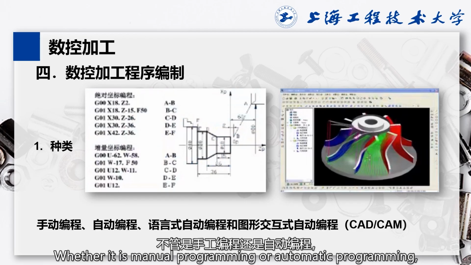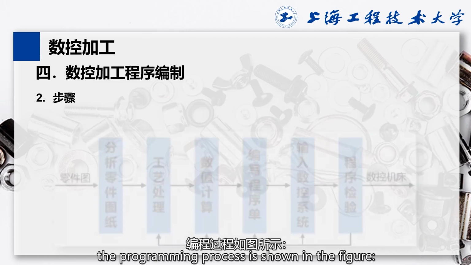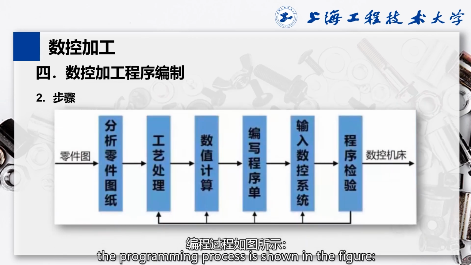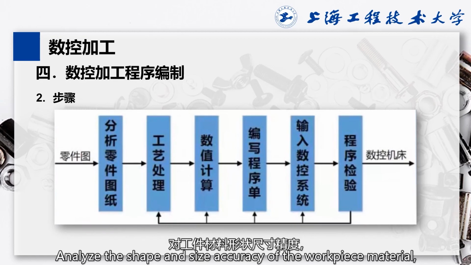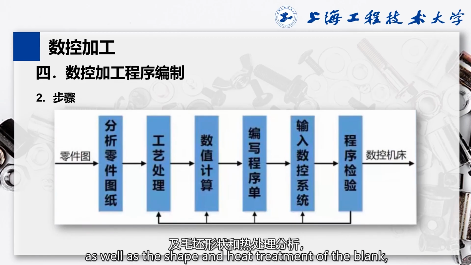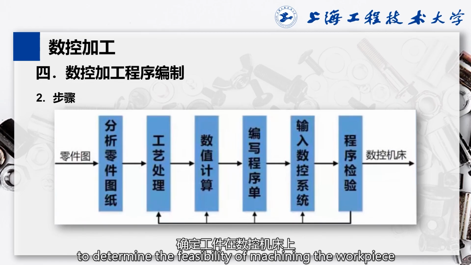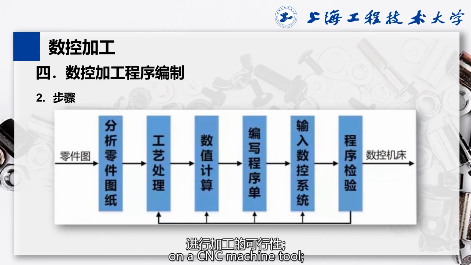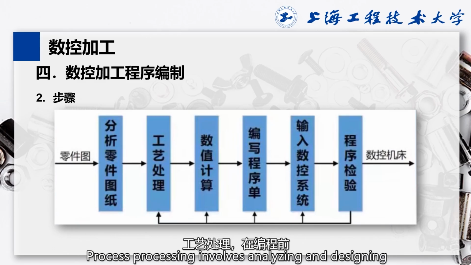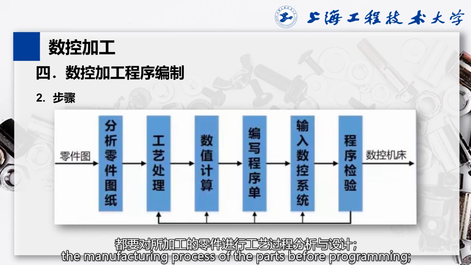Whether it is manual programming or automatic programming, the programming process is shown in the figure. Analyze the shape and size accuracy of the workpiece material, as well as the shape and heat treatment of the blank, to determine the feasibility of machining the workpiece on a CNC machine tool. Process planning involves analyzing and designing the manufacturing process of the parts before programming.